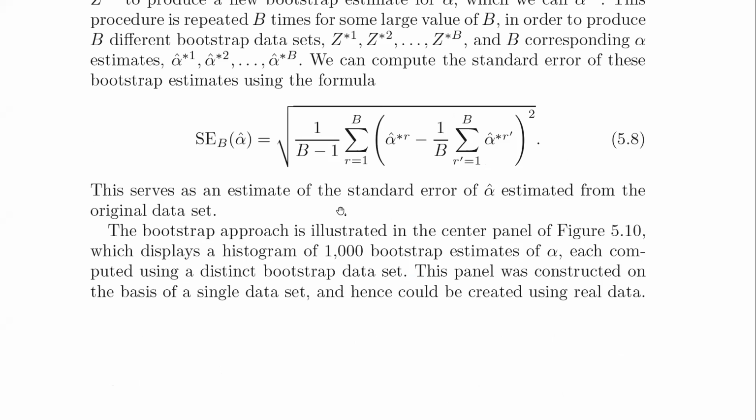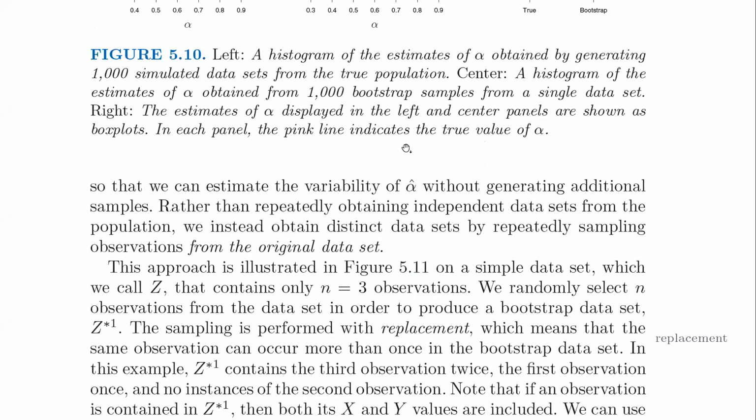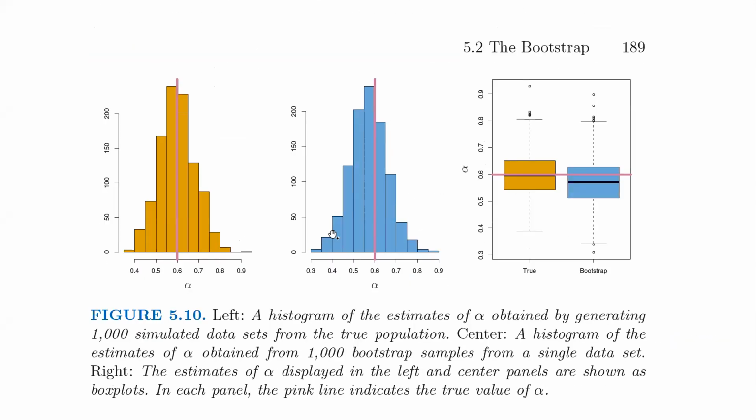Okay. Yeah, so this is how you'd calculate an estimate of the standard error of alpha hat. The bootstrap approach is illustrated in the center panel of figure 5.10, which displays a histogram of 1,000. So yeah, you do it 1,000 times, and from each bootstrap, you calculate the alpha. You get this distribution with this box plot, also known as a whisker plot.